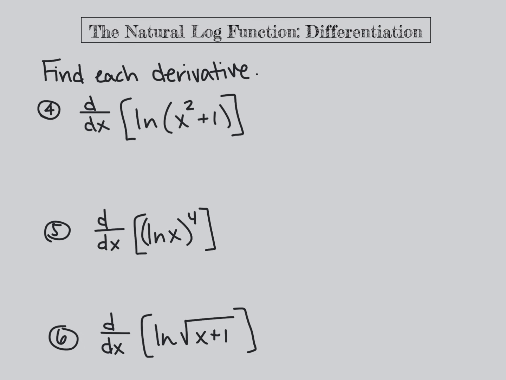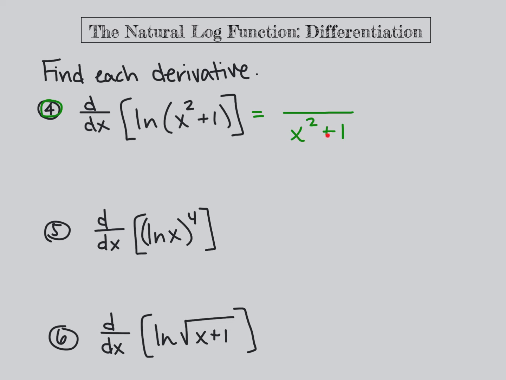These next 3 examples are doing the same thing. We're finding the derivative of natural log functions. These ones are a bit more challenging. If we take a look at number 4, we're taking the derivative of the natural log of x squared plus 1. So in the denominator, we're going to write originally what's inside our natural log function. Then in the numerator, we have the derivative of what's inside. Again, this is all using the chain rule.